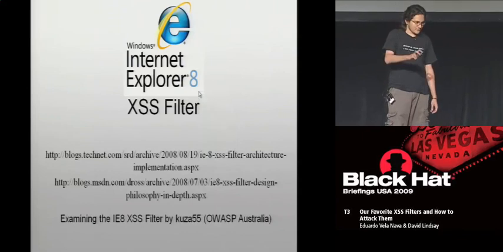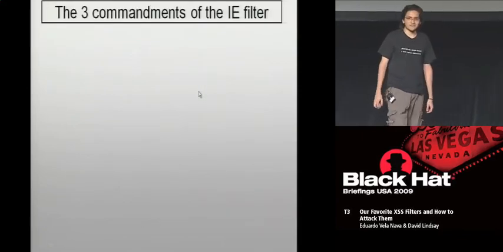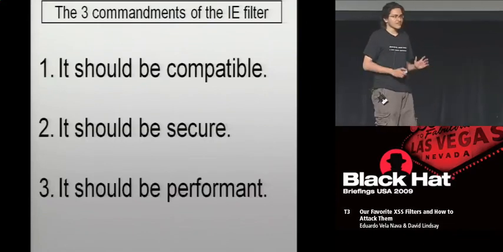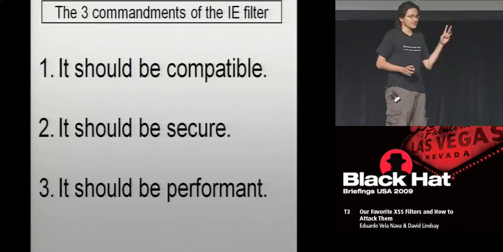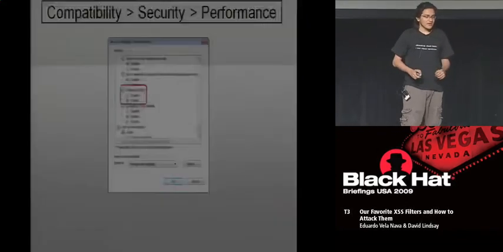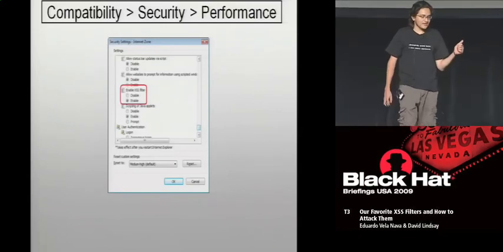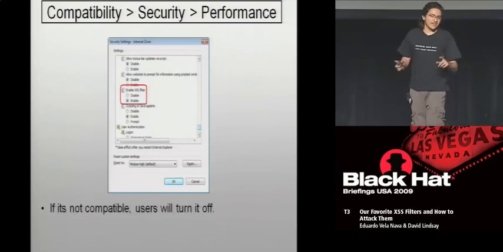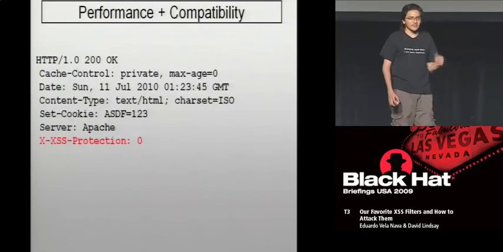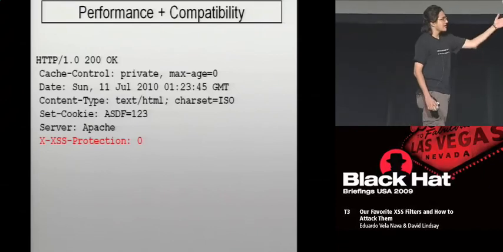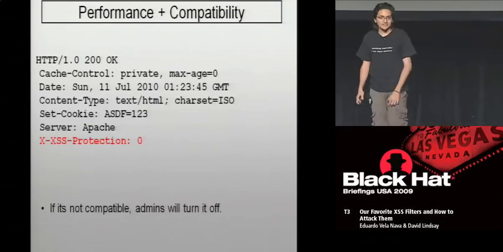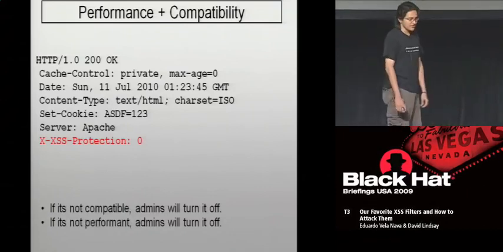Well, there are 3 commandments of the cross-site scripting filter. It should be compatible, it should be secure, and it should be performant. So all the decisions that are made in the cross-site scripting filter are based on these 3 commandments mainly. The users can disable this for any reason. If it's not compatible, the users will turn it off. And if it's not performant, the users will turn it off. The same for servers. You can also disable it from the server, from your website, by sending an HTTP header. If it's not compatible, administrators are going to disable it. And if it's not performant, it's also going to be disabled.